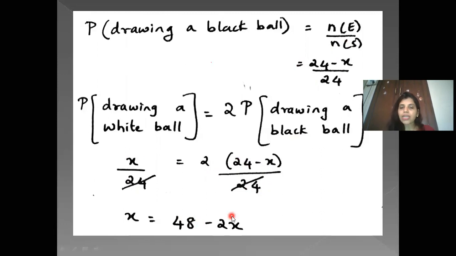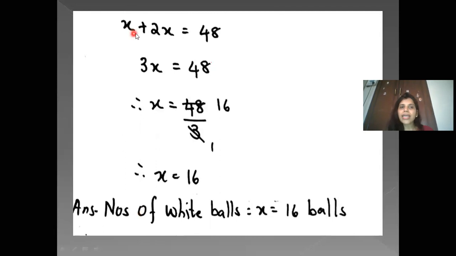Okay, children. Now we'll bring this 2X to this side. So we get X plus 2X, because negative becomes plus. So X plus 2X is equal to 48. X plus 2X is 3X. 3X is equal to 48. Now we want to find the value of X, so we'll take 3 to this side. So 48 divided by 3 is 16. So the number of white balls is 16.